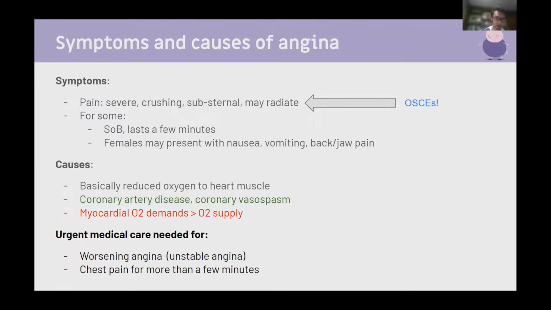You often have shortness of breath that lasts a few minutes, and female patients may present with nausea, vomiting, back and jaw pain, which is quite reflective of an AMI. So always a differential for angina is an AMI, differential for an AMI is angina. Good differentials to have at the back of your head if you're ever asked. Cause is basically reduced oxygen to heart muscles due to the coronary arteries. Coronary vasospasm, okay, interesting. So she's put in a third type of angina that you don't really need to know.